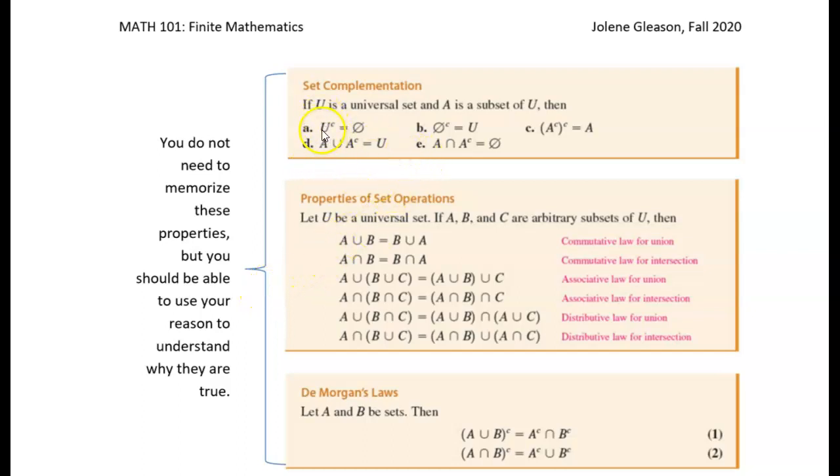So this is saying the complement of the universal set is empty, right? Because the complement is essentially the opposite of the universal set, and if it's not in the universal set, it's not in the set. So it makes sense that the complement of the universal set is empty. The same way with the complement of the empty set is the universal set. If it's not in the empty set, it's in the universal set.